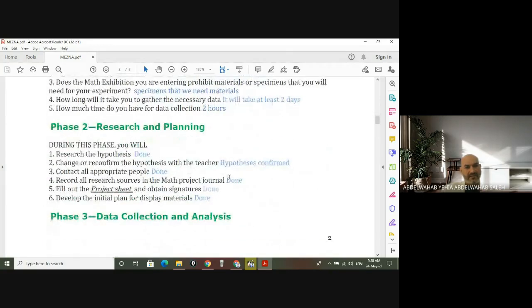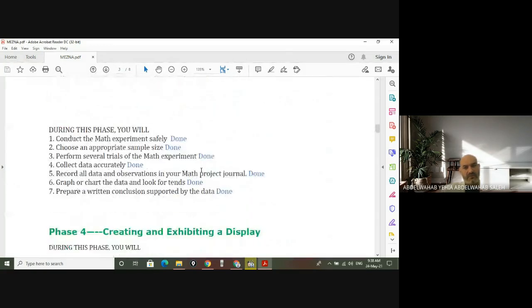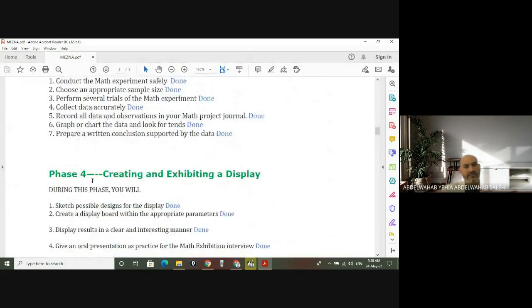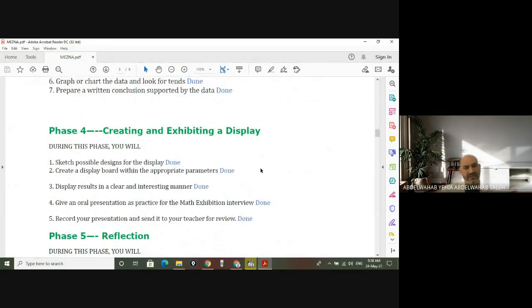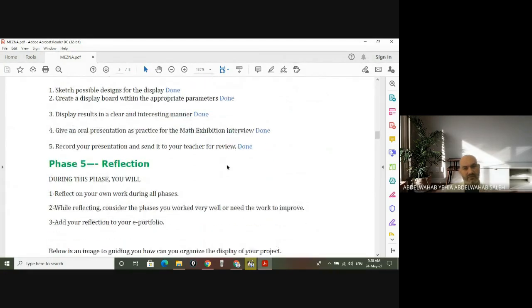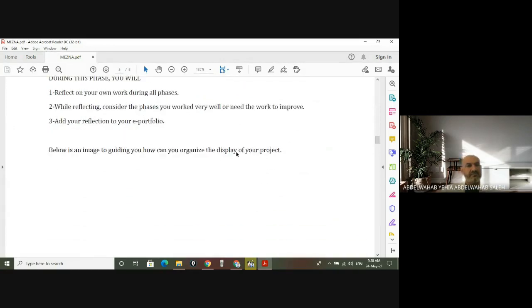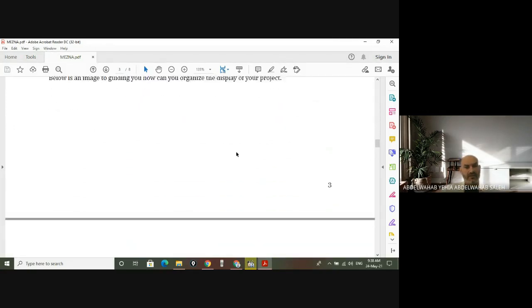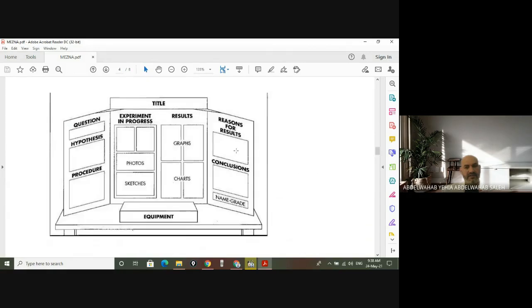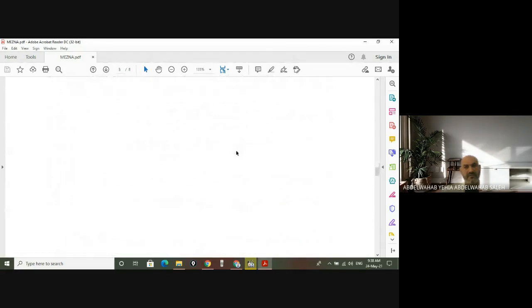Phase 2 is all the same. Phase 3 here also. For phase 4, creating an exhibition displaying, I think it's already done in this video, but as I told you, that's just general, not in detail. Also the reflection, and here some models they already did in the PowerPoint presentation.